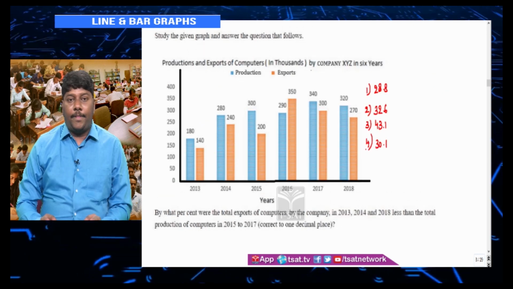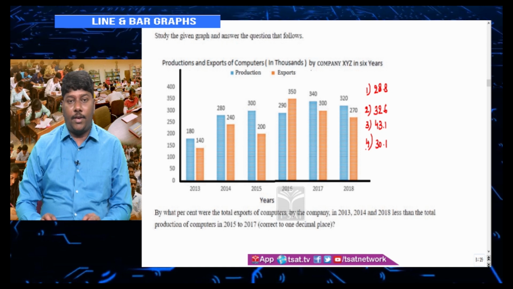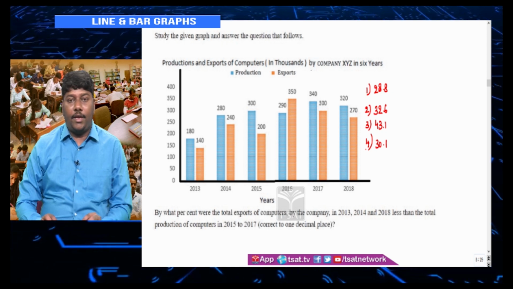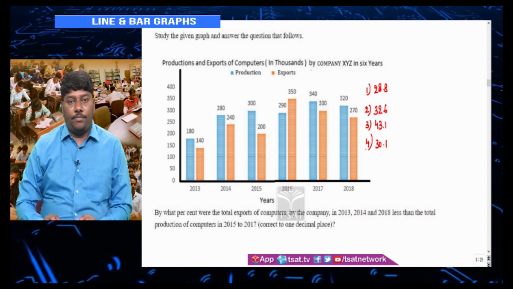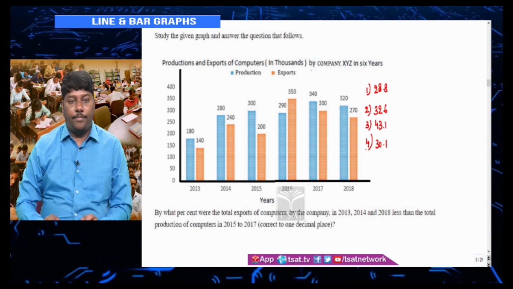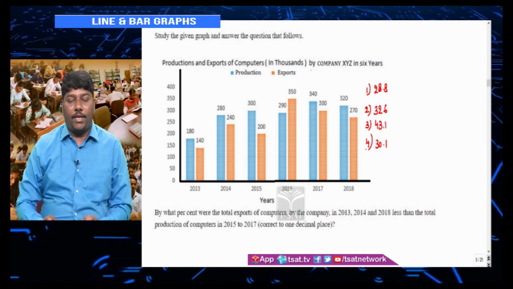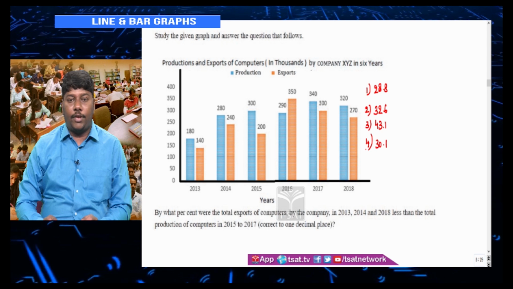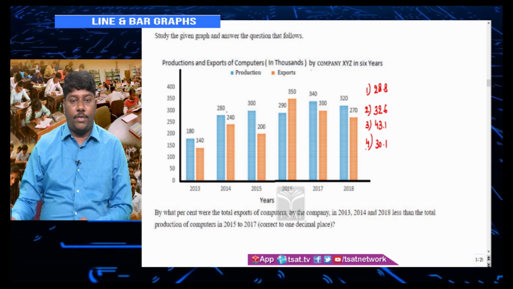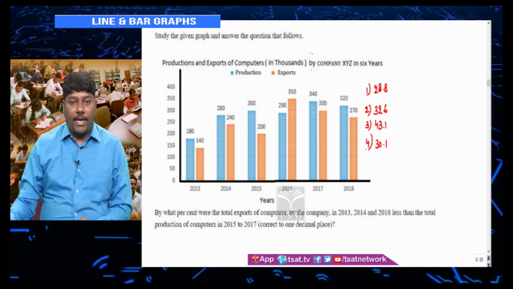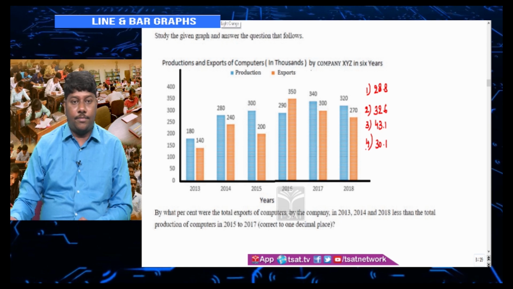Study the given graph and answer the questions that follow. Production and exports of computers in thousands by company XYZ in 6 years. Production is given in blue color, exports were given in orange color. By what percent were the total exports of computers by the company in 2013, 2014 and 2018 less than the total production? Percentage less means percentage decrease anyway, but first find out. Exports are orange color, so look at 13, 14, 18 first.